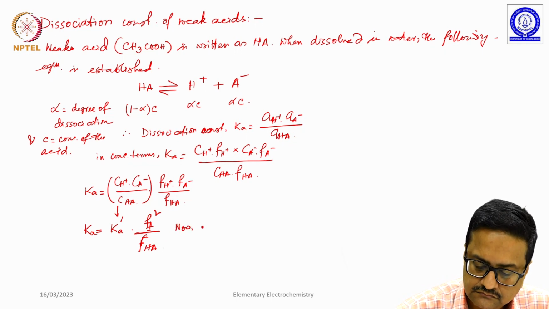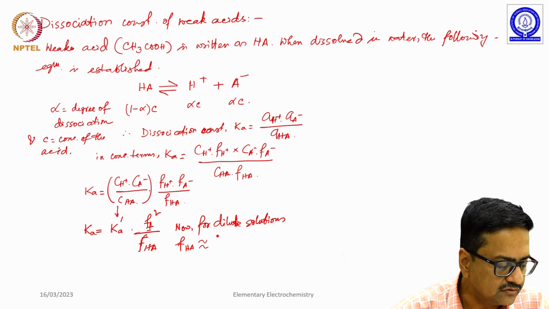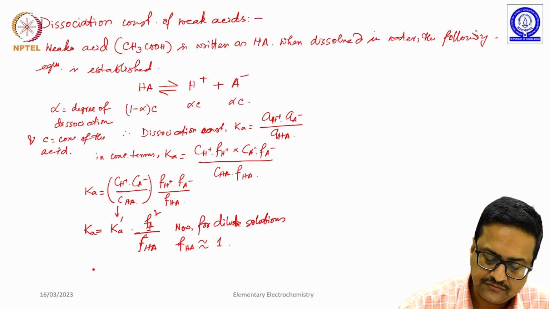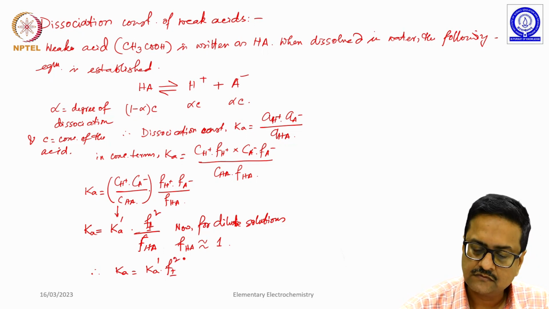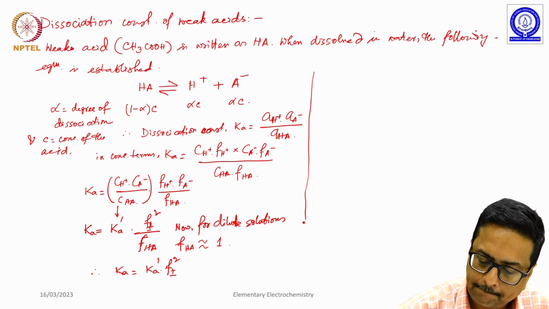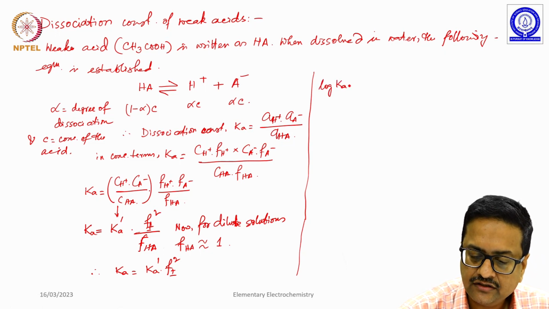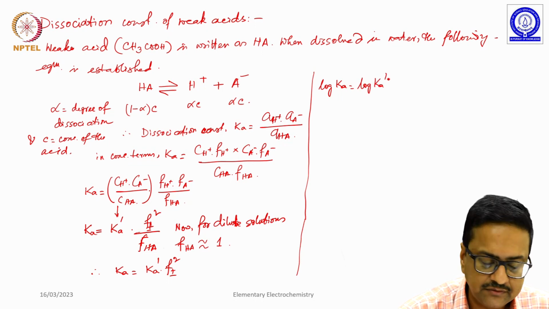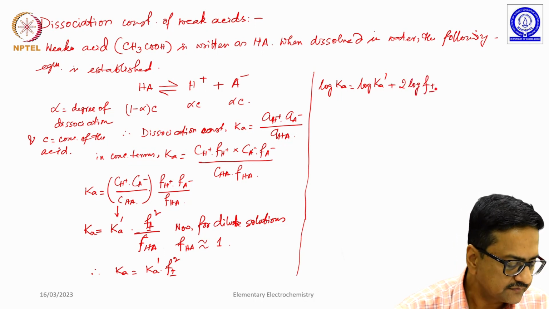Now, for dilute solutions, if FHA can be assumed to be equal to 1, therefore Ka can be written as Ka prime into F plus minus square. So now taking log on both sides, log Ka equal to log Ka prime plus 2 log F plus minus.